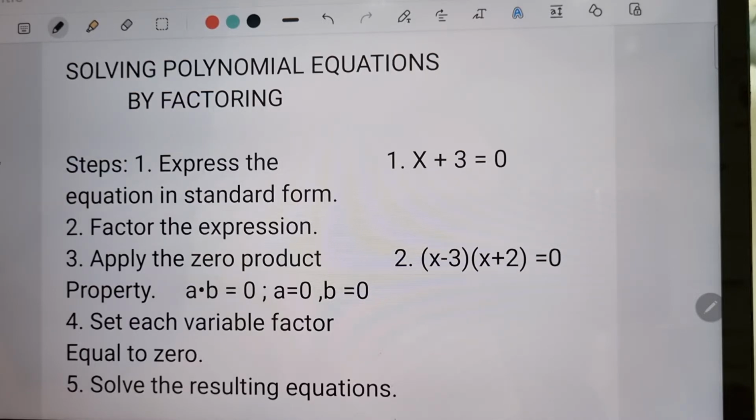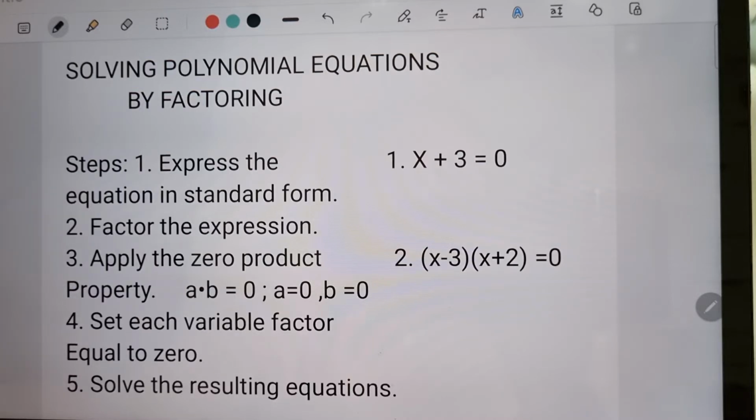Now, if it's a quadratic polynomial, we have different ways. It depends on the polynomial. You can use the difference of two squares, perfect square trinomial, and there are other ways on how you can factor. Now, if you want to review about these different ways on how you can factor polynomials, you can watch my other videos about this one. Okay, next step is to apply the zero product property.